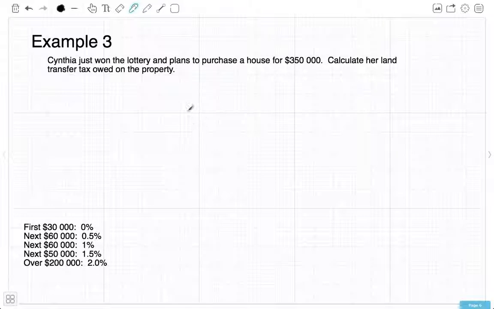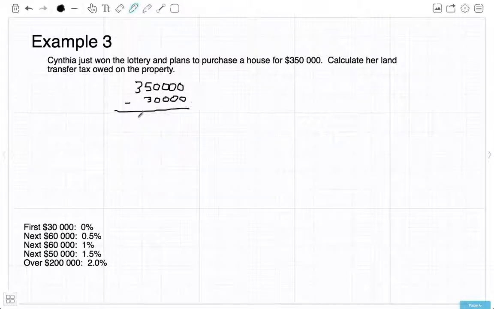So in this question, example 3, Cynthia just won the lottery and plans to purchase a house for $350,000. Calculate her land transfer tax that's owed on the property. So again, I'm going to start just by recording how much her property was worth, and the first 30,000 is tax-free. Doesn't matter how expensive the property is, the first 30,000 is always tax-free. So I subtract that, I get $320,000 of remaining house value to be taxed.